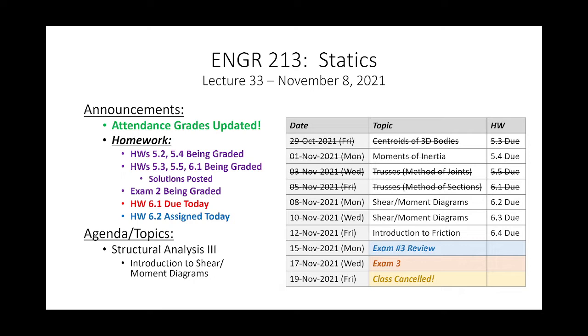6.2 is assigned today. That's an error. This should say 6.2 is due today. And 6.3 is assigned today. I'll fix that.